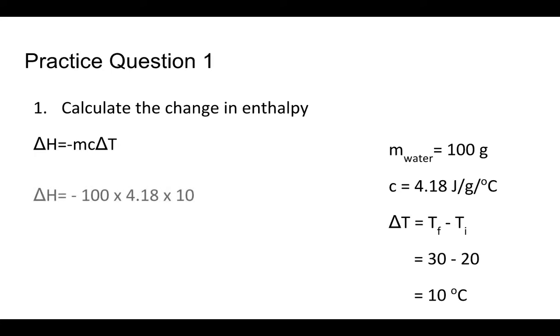So we substitute our values into the equation, and that gives us a total change in enthalpy of negative 4,180 joules. Now, whenever we're dealing with heat of combustion, we're always going to convert that into kilojoules. Note the negative sign, which is showing that this is an exothermic reaction.